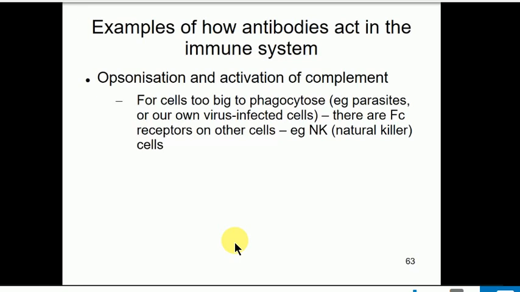Obviously, that works fine for things that are small, so viruses and bacteria are much, much smaller than human cells. There may be situations where you actually want to destroy things which are too big to be taken up by a macrophage. So, for example, if the body hasn't succeeded in dealing with the virus, it may want to recognize and destroy a cell that's become infected by a virus. And in that case, phagocytosis isn't going to work because the macrophage isn't big enough to take up another human cell. This is where cells like the natural killer cells come in, and these also carry FC receptors.